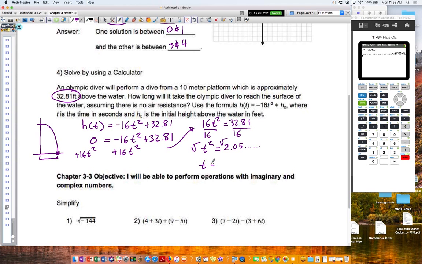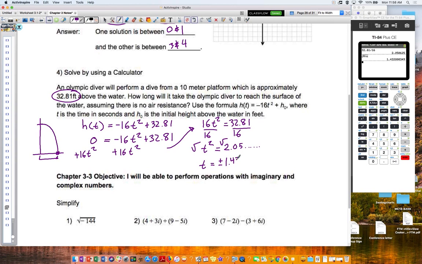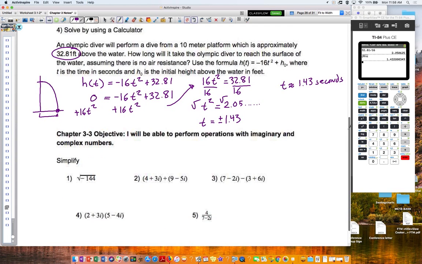Technically, I would have plus or minus. Since we're talking about time, time can't be minus. So I'm going to take the square root of my answer, and I get plus or minus 1.43. Since we're talking about time, it would take about 1.43 seconds. Wow. Doesn't take long for an Olympic diver to hit the water. All right, so that takes care of section 3.2.